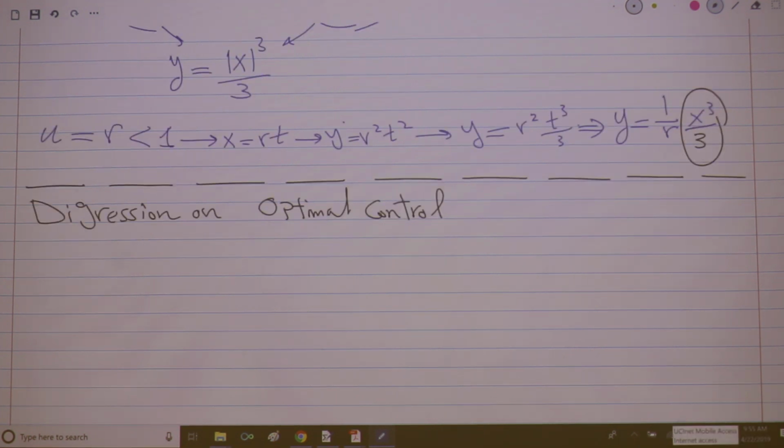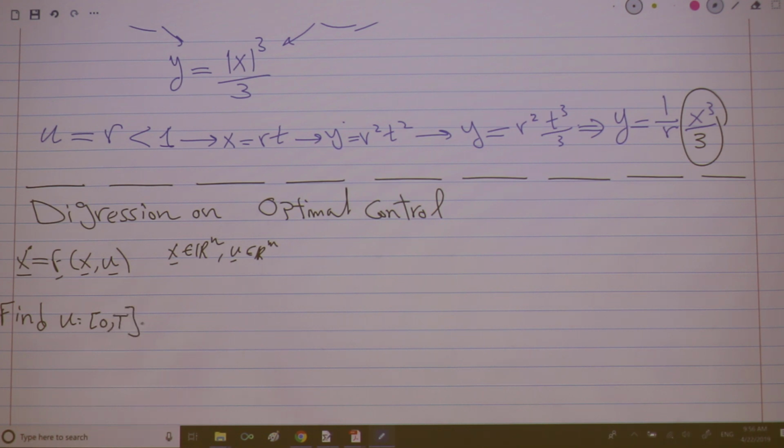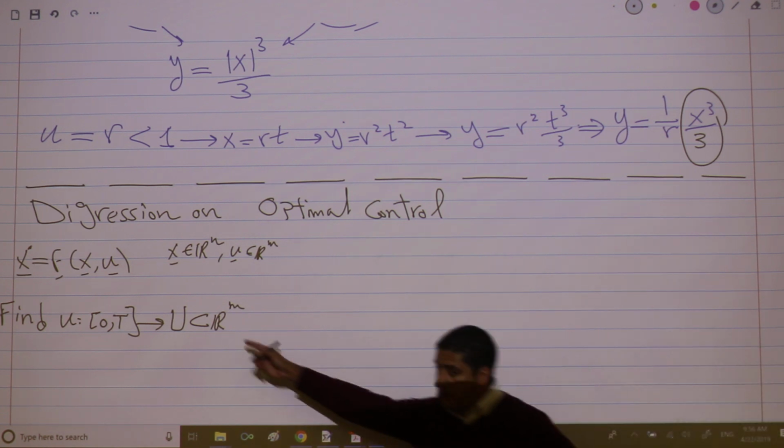So what is optimal control about? We have a very generic differential equation. It's not even affine in control, anything, x dot equals f of x and u, where x is in R^n and u is in R^n. And we want to answer the following question. Find u, say that maps from 0 to t to R^n. You can have control bounds, that's okay.